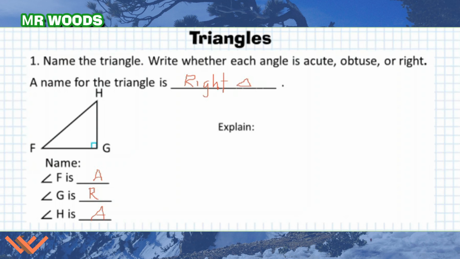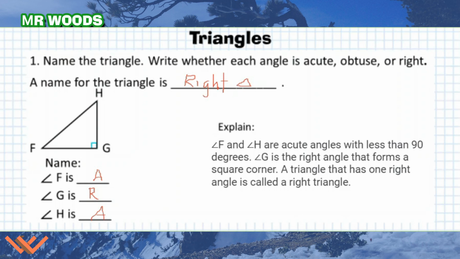Now you're going to say, well, you need to explain this. Let's see what you can do. I want you to pause the video and explain these answers. Welcome back. So let's see if your explanation is similar or the same as mine. Angle F and angle H are acute angles with less than 90 degrees. Angle G is the right angle that forms a square corner. And we see that square corner, and it is 90 degrees. A triangle that has one right angle is called a right triangle.